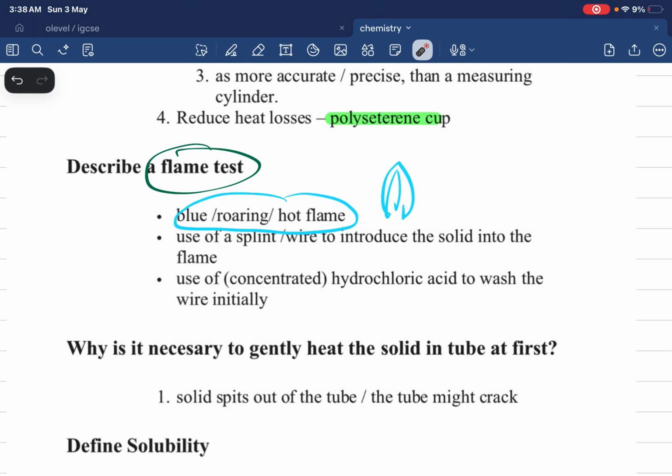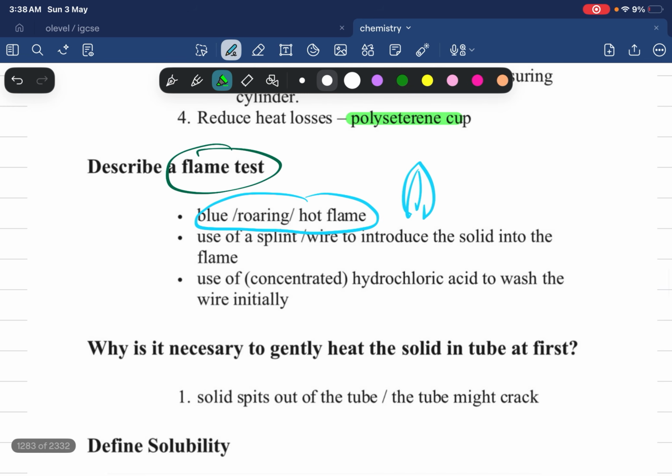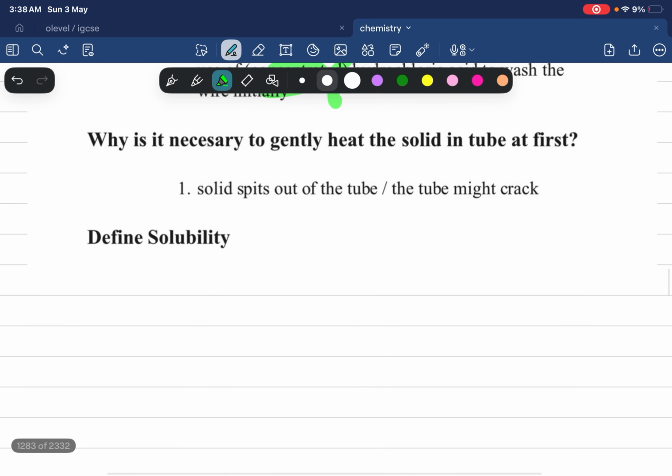Then how do you perform it? You take a splint wire, introduce it into the solid or the liquid or whatever. You take a wire, put it in that thing, then take out the wire. Take out the wire, put it on a blue Bunsen burner flame, and you get the flame colour. Okay, take a wire, put it in the solid or the liquid, and then put that wire on the flame. You're going to get your test. Those blue, yellow, green flames you're going to get.